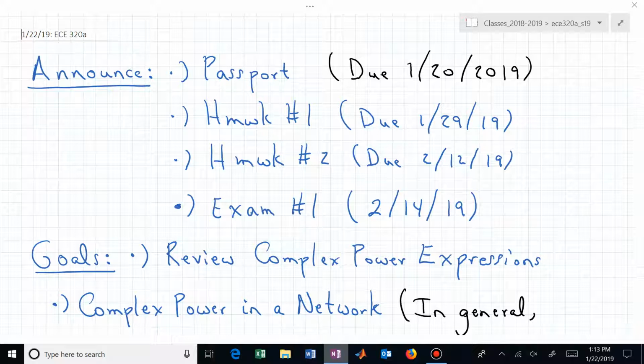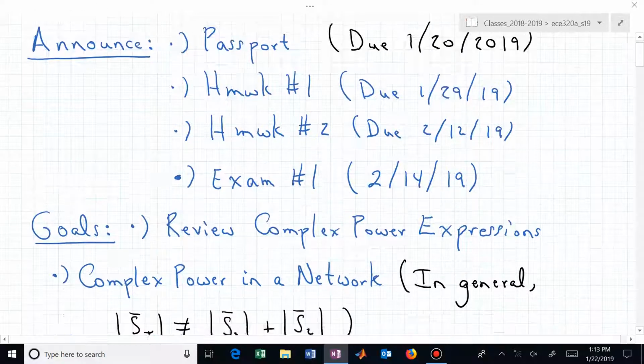Homework number 1 is due in a week. That's next Tuesday. Homework number 2 is due then a couple of weeks thereafter on the 12th of February. And exam number 1 is due on February 14th.